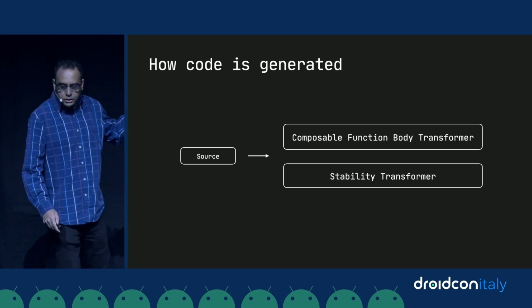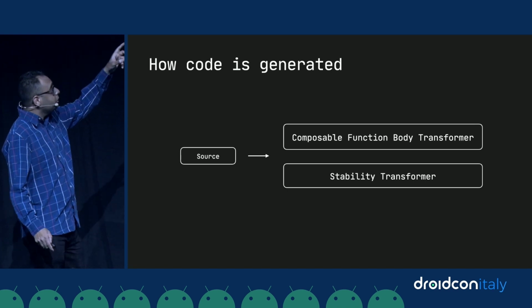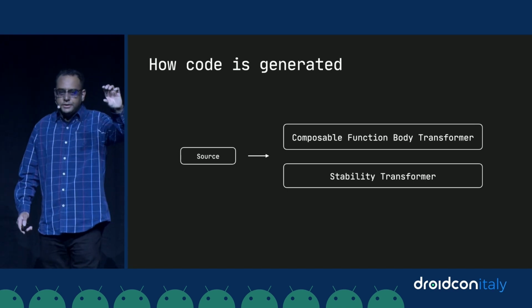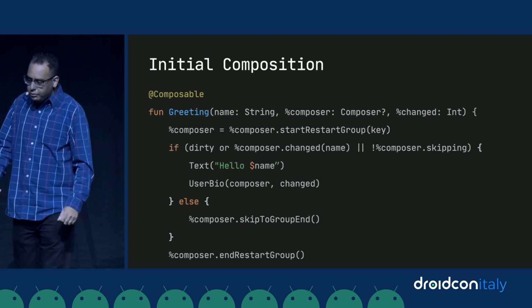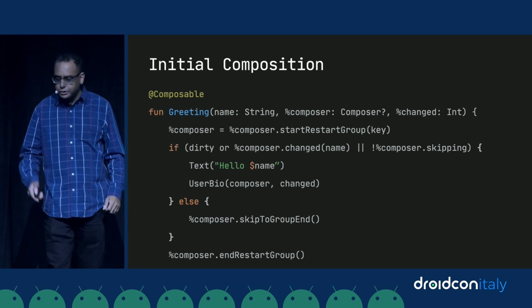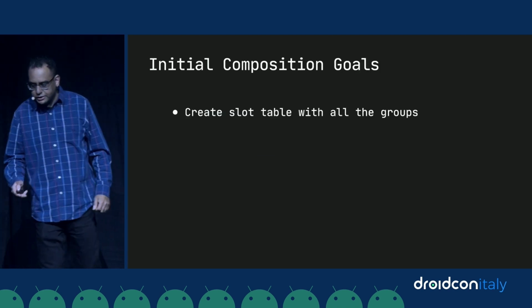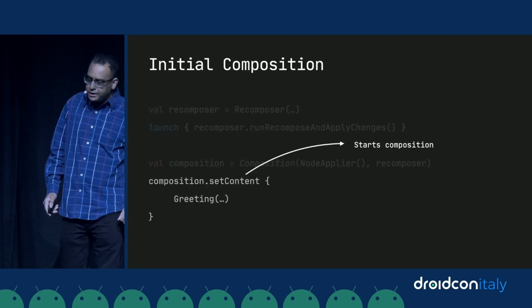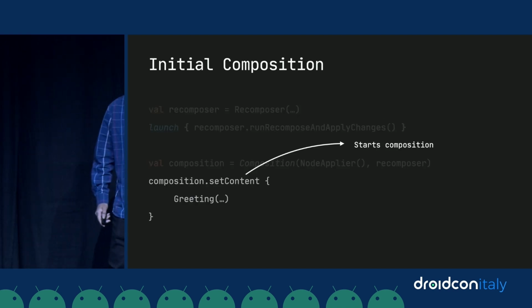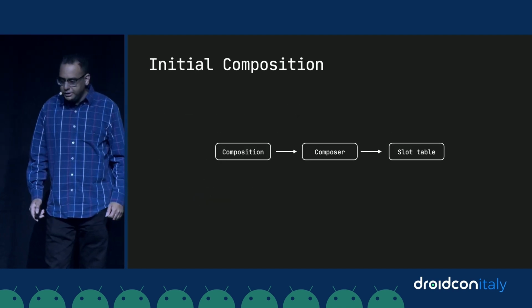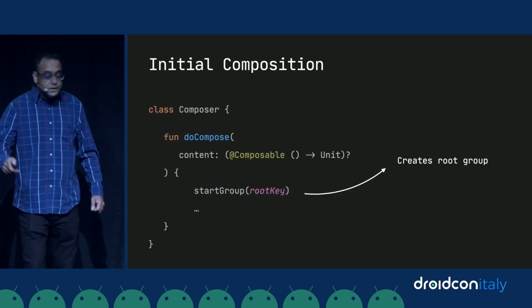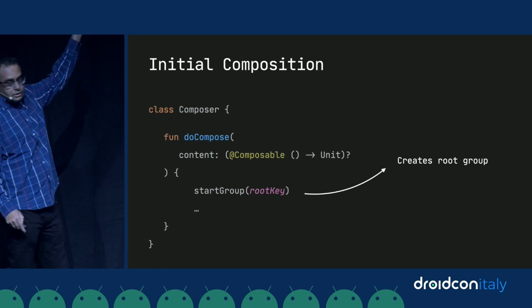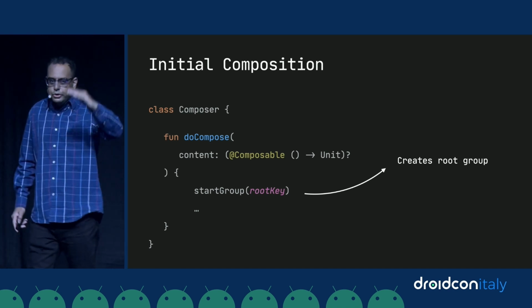Well, these are transformers that take your code and they're able to generate different pieces of that code. So in the end, what you have is this piece of code that it has to go through. So the first thing we need to do is to be able to set up our slot table. And we're going to start from here, called set content. And what this does is it tells the composer to build a slot table. This is the first thing that will get executed. It will restart a root group.